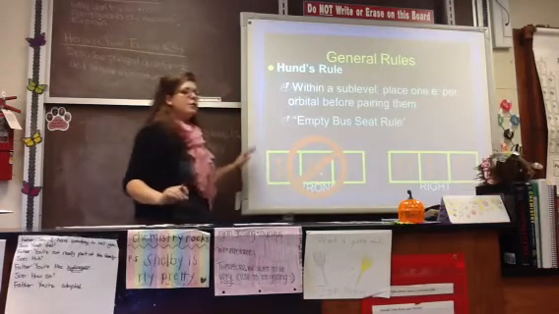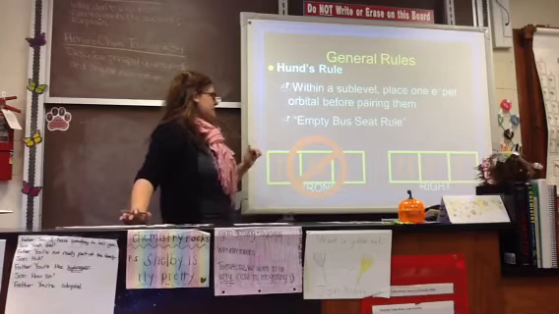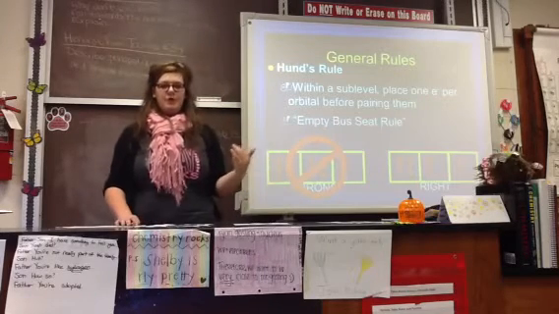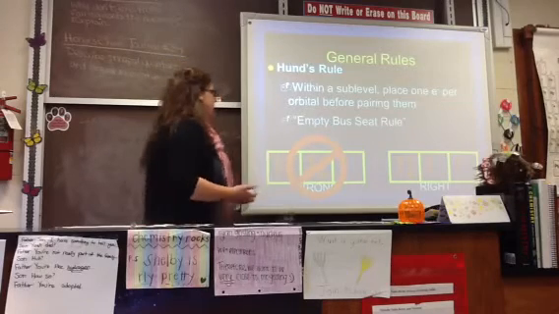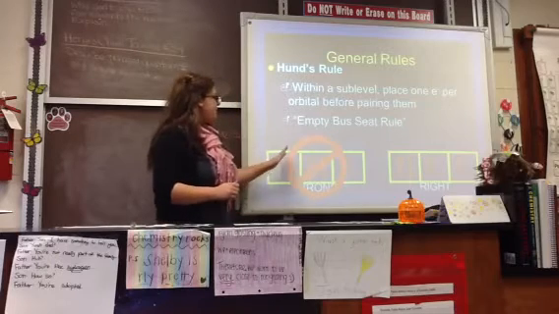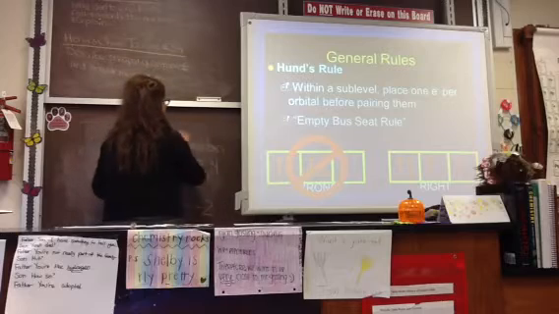Okay. Hund's rule can also be called the empty bus seat rule. And all this means is each orbital must receive an electron before it starts pairing up. So for example, I have 3 boxes drawn here. There are 3 boxes that are drawn.